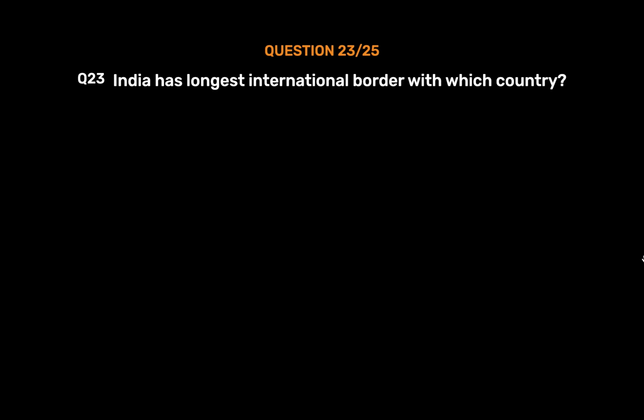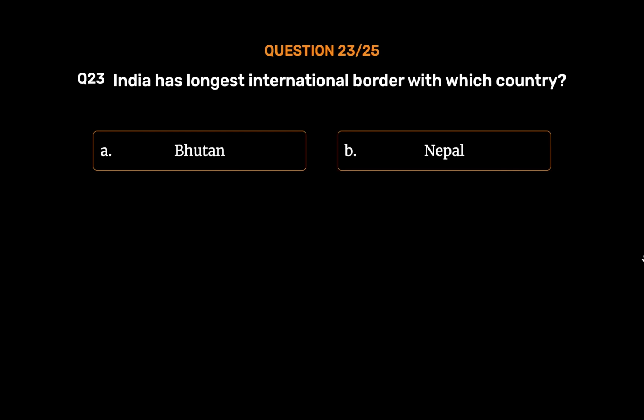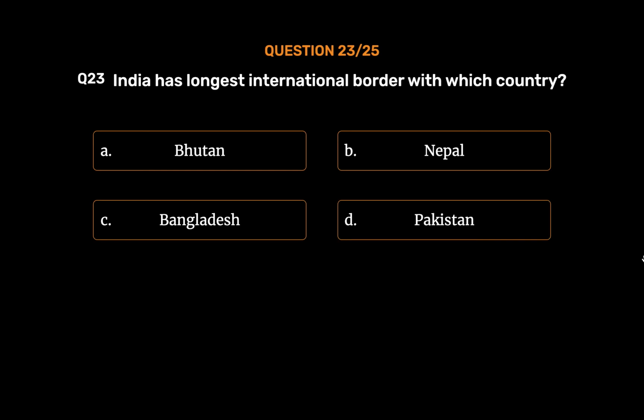Question number 23. India has the longest international border with which country? Option A. Bhutan. Option B. Nepal. Option C. Bangladesh. Option D. Pakistan. The correct answer is Option C.